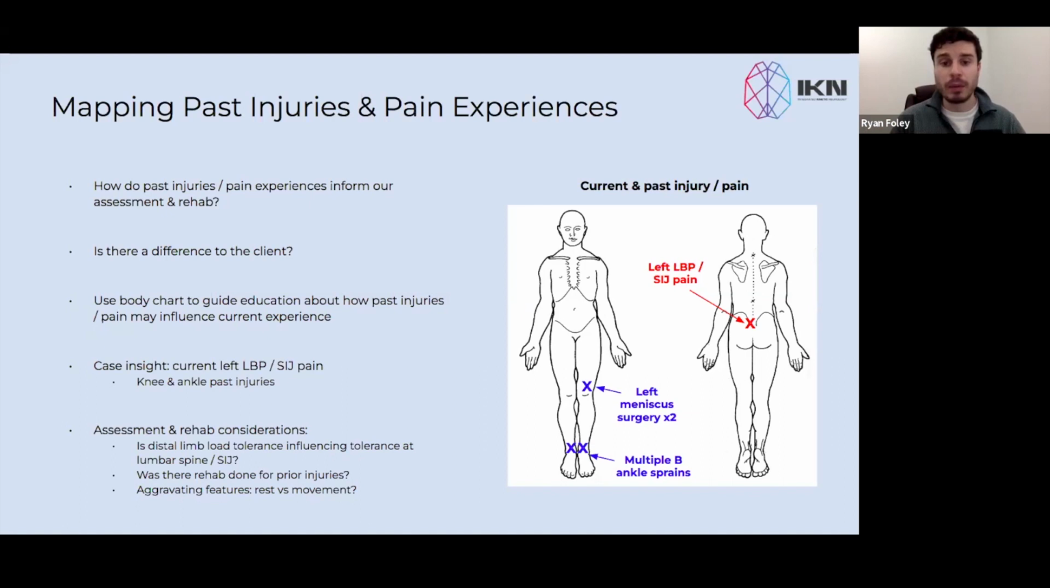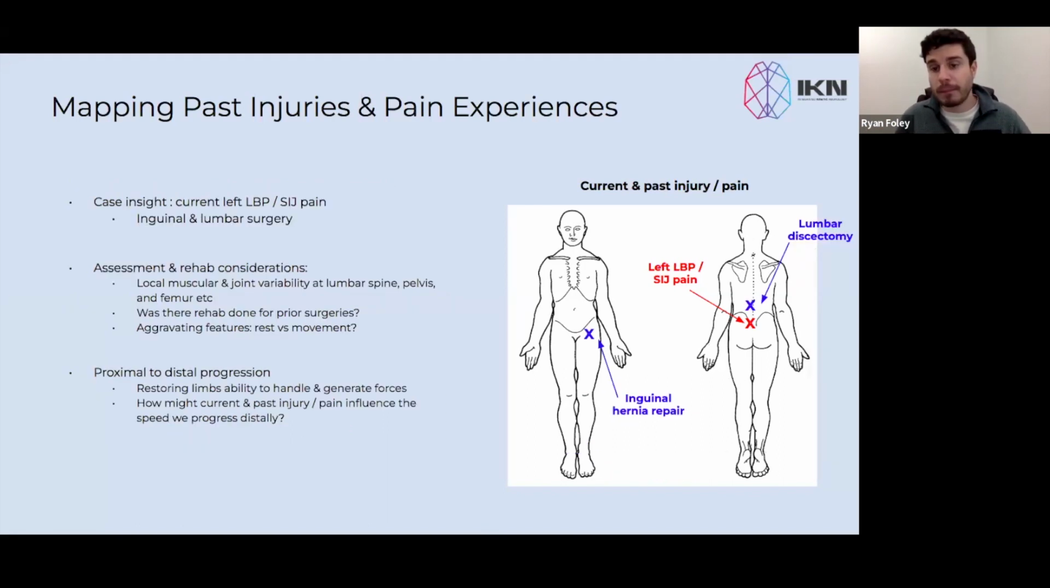Okay. Now let's contrast that with this previous injury history and pain experience. So same current left-sided low back pain and SIJ pain, but now the individual has a previous experience of an inguinal hernia repair and a lumbar discectomy. Okay, so these are more proximal surgical histories where there has been trauma to those tissues. And of course, we do need to consider, was a rehab done here? And if not, that's certainly going to influence how well those local structures are handling forces.